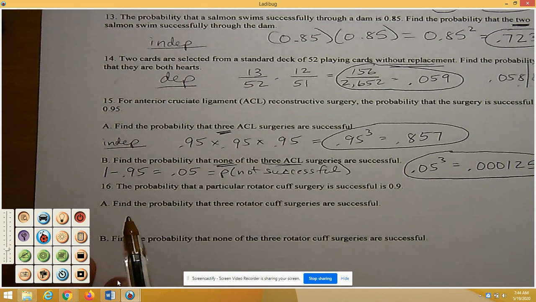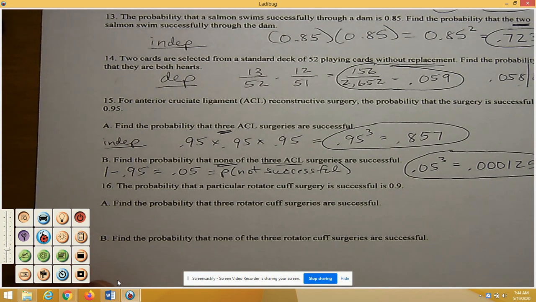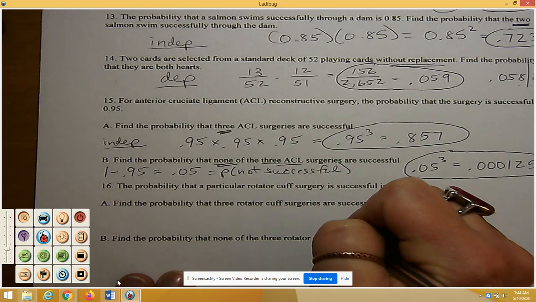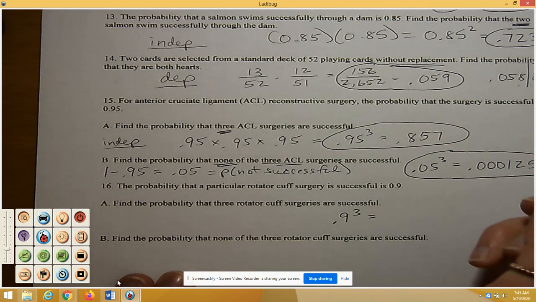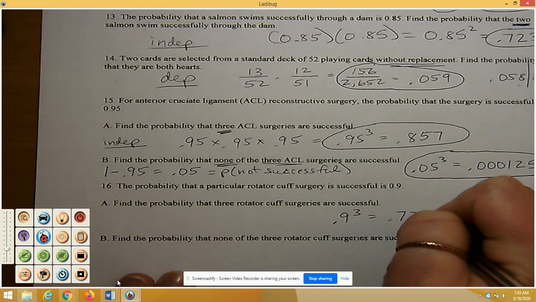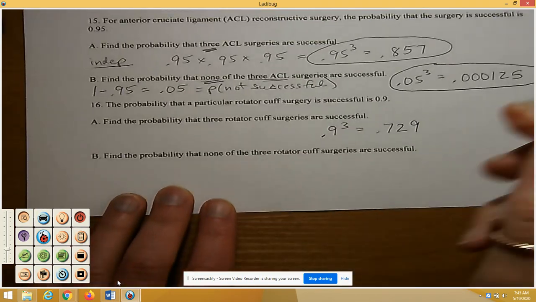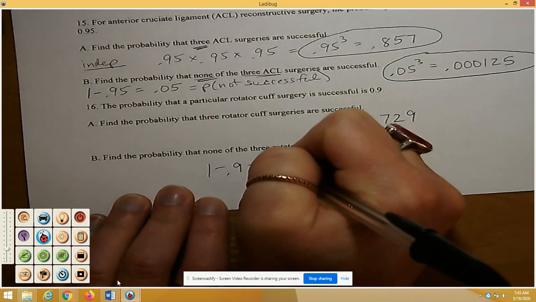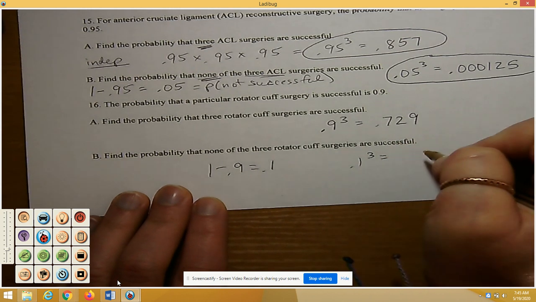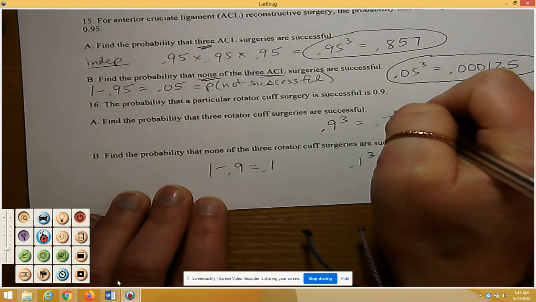All right, last question. The probability of a particular rotator cuff surgery being successful is 0.9. Go ahead and try A and B. You can pause the video if you'd like. Letter A, find the probability that 3 rotator cuff surgeries are successful. You're going to do 0.9 to the third power, which is 0.729, and then find the probability that none are successful. Well, that's going to be 1 minus 0.9, which is 0.1. So 0.1 to the third power is going to be 0.001.